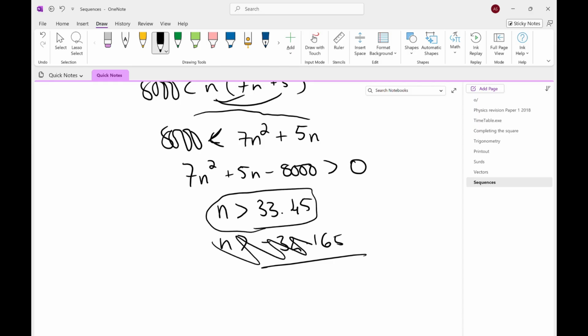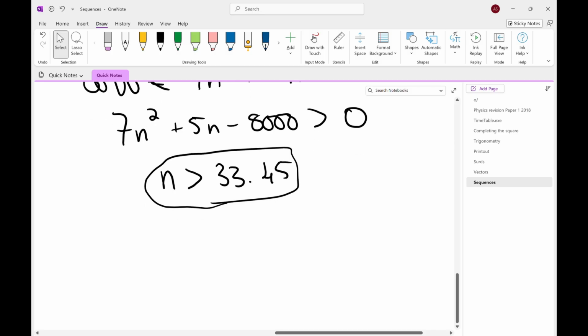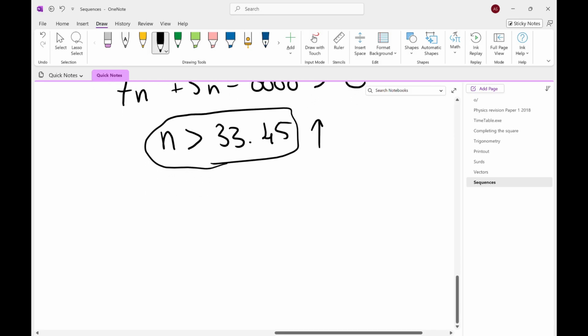Now, this isn't really the full answer, because the term needs to be a whole positive number. So we're going to round up, because 33 wouldn't make the sum exceed 4,000. So n would be equal to 34.